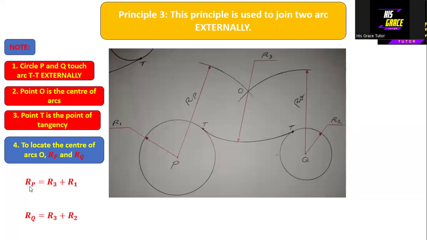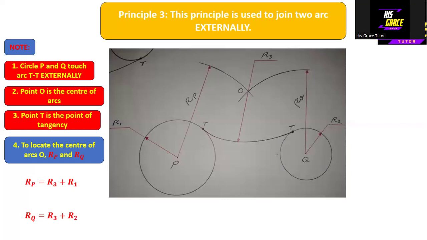Once we get the value of RP and RQ, we can go on and locate the center of arcs O. So how do we do that? We take the value of RP with our compass, position the pinpoint of the compass at center P, then draw this arc. Then we take the value of RQ on our ruler with the compass, position the pinpoint at point Q, and draw this arc. These two arcs intersect at point O, which is the center of arcs.